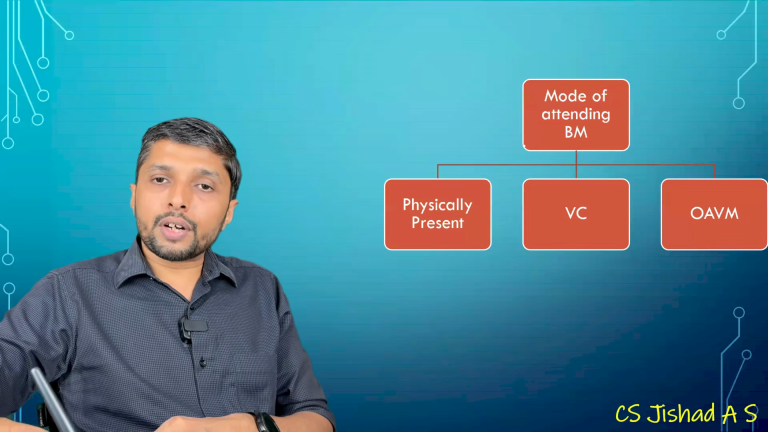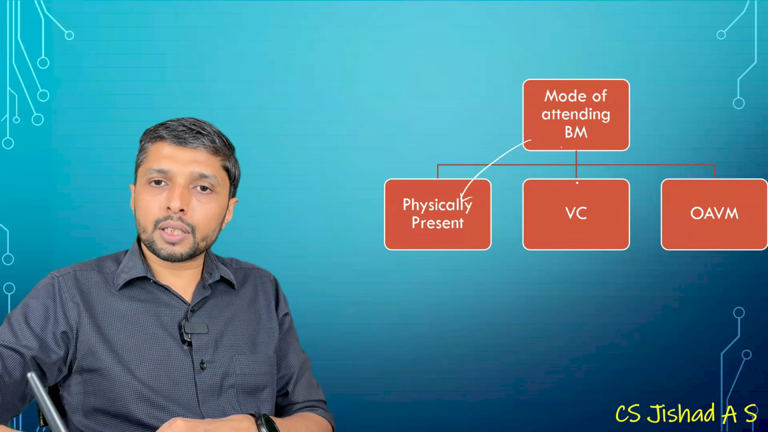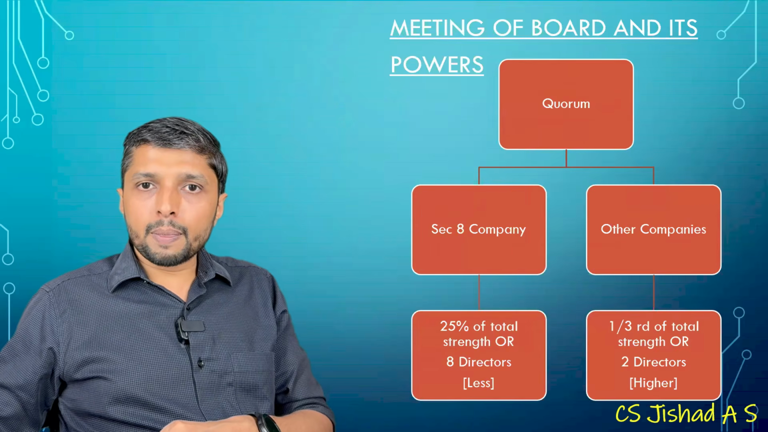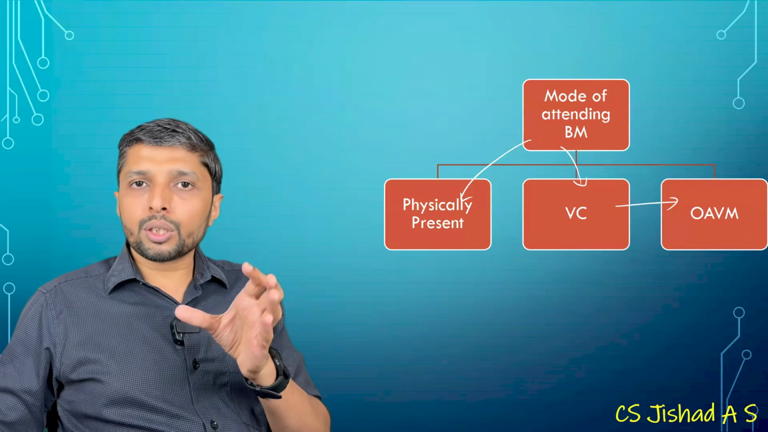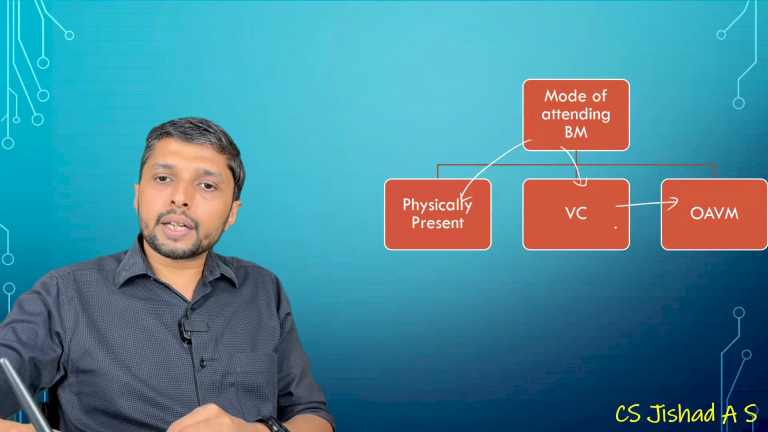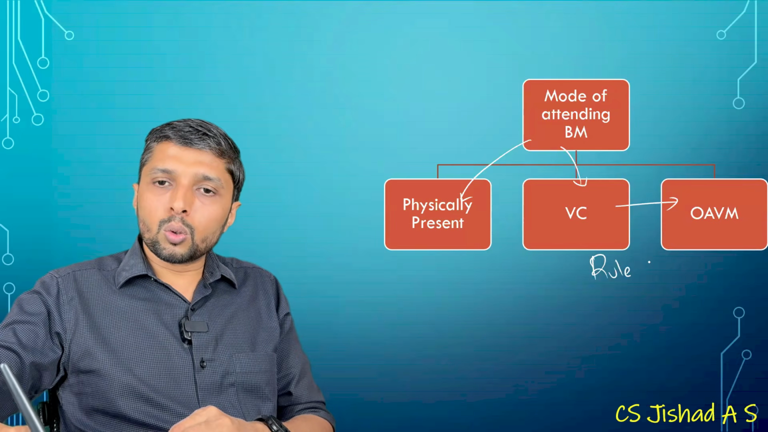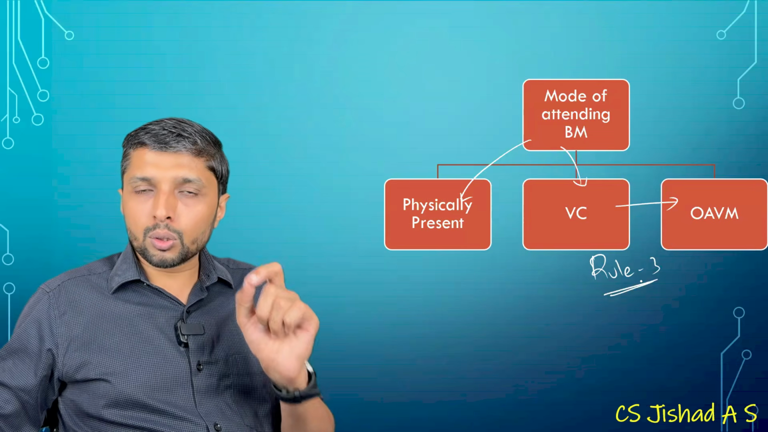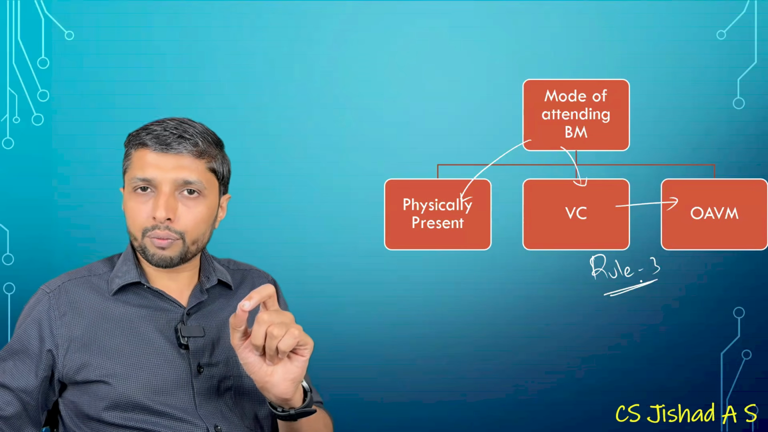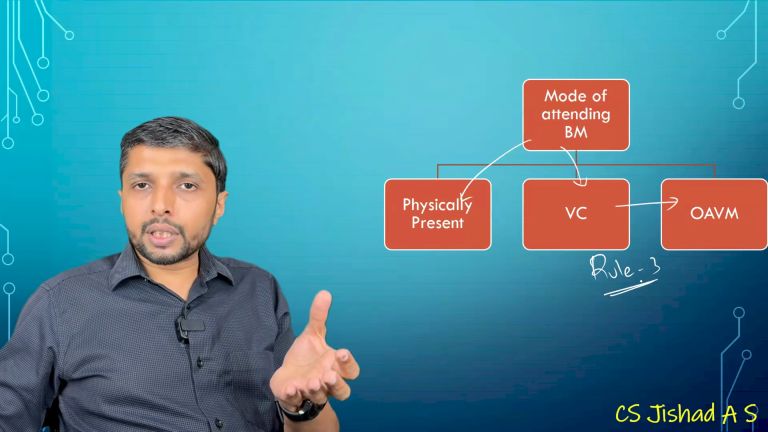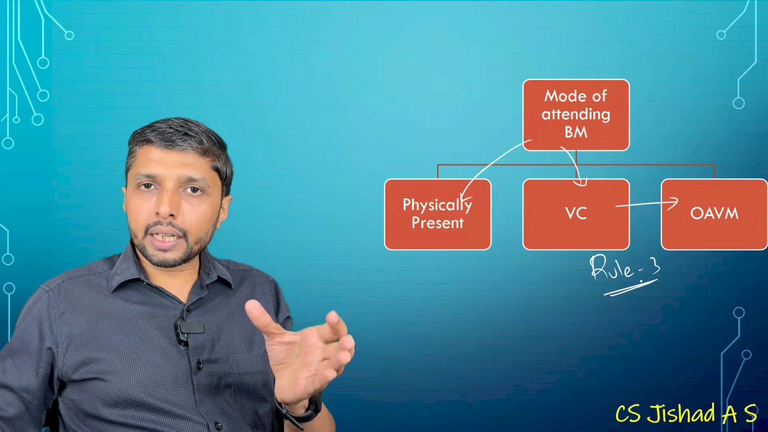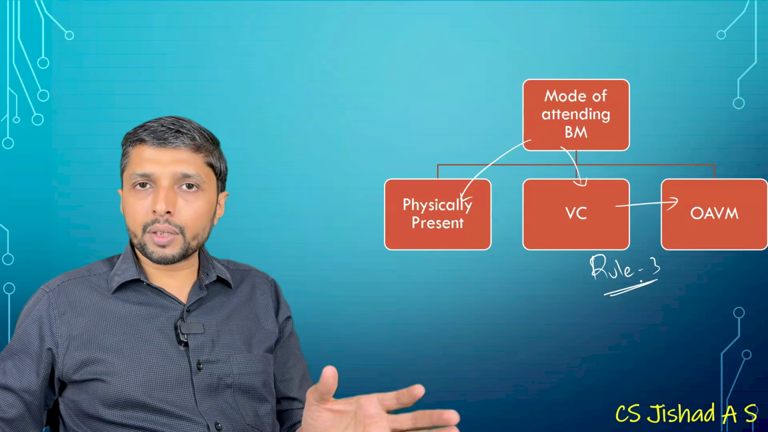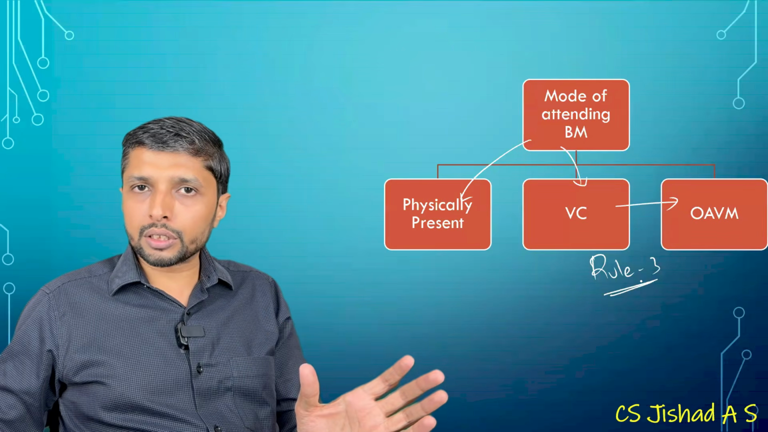The mode of attending a board meeting can be physically present, video conferencing, or other audio visual means. While attending through VC or AVM, you will have to comply with the provisions related to Rule 3. The company should ensure that there is no failure of audio or video connection. Then the company secretary and chairperson of the company have to take due and reasonable care to safeguard the integrity of the meeting. They should ensure that proper equipment is available.